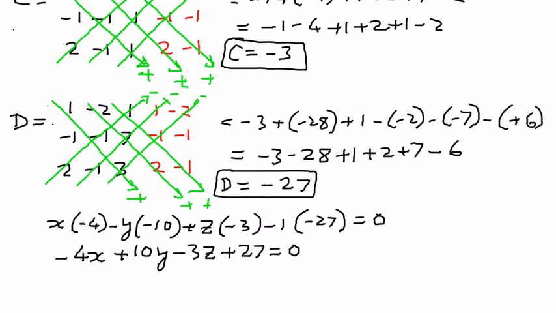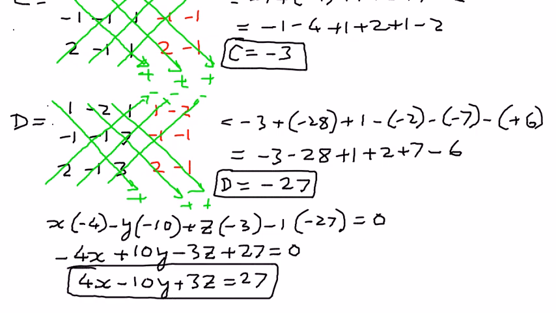We can also write this as follows. We can multiply by a negative sign throughout, and then we can change this to 4x minus 10y plus 3z is equal to, since this will be a negative 27, if I were to take it to the other side of the equal sign, it becomes a positive 27. Therefore, we can also write it in that manner. So 4x minus 10y plus 3z is equal to 27 is the equation of the plane we are looking for, given those one, two, three vertex points.